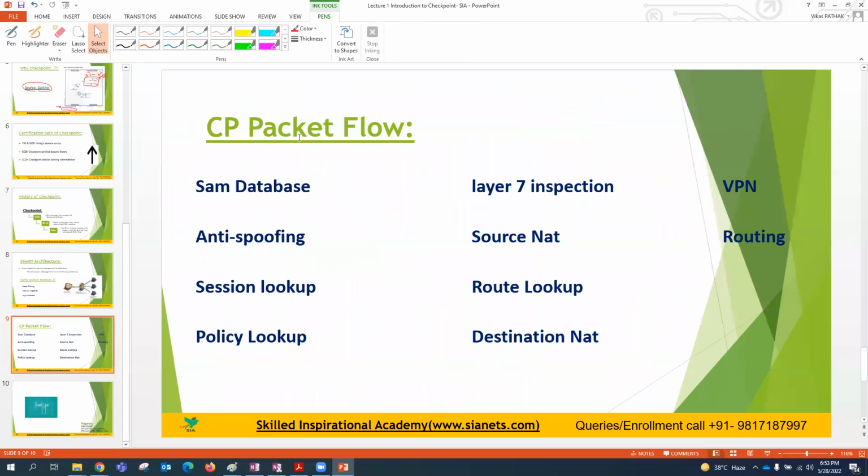This is our Checkpoint packet flow in our PPT. So now I think, Hemu sir, we are good for questions. Yeah, we are good now to take the questions. So let me just stop the recording.